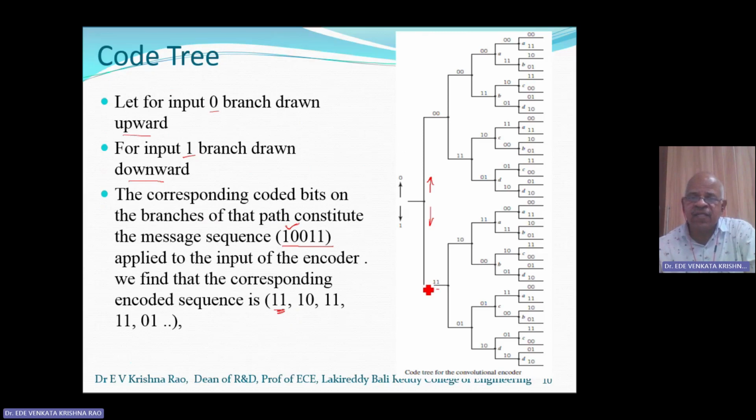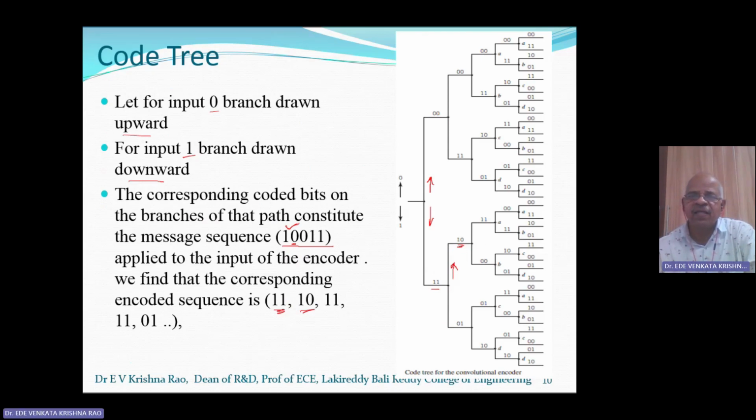When the first bit 1 is given and the second bit comes, the branch is split. When the second bit is 0, this is upward, so 1 0 is written at the upward branch. If the second bit is given 1, we write downward. This is the code output 0 1. When first bit 1, second bit also 1, this is the code output. So this will be the path. Now in this case, 1, 0, this will be the path.